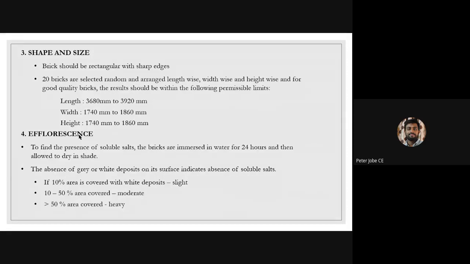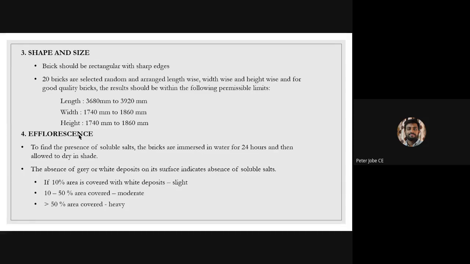we'll take 20 bricks from a group of bricks, and then we will arrange them in a widthwise manner, and then we'll measure the total width of all these 20 bricks, and it should be between 1,740 mm and 1,880 mm. Similarly, we will arrange 20 bricks one above the other, and we will measure the total height of these 20 bricks, and it should be between 1,740 mm and 1,860 mm. So this is the test done for shape and size.